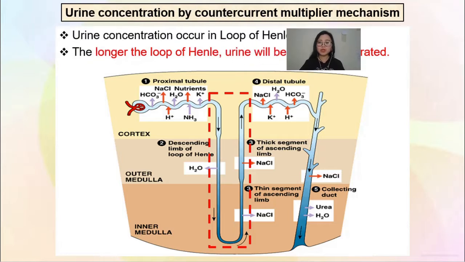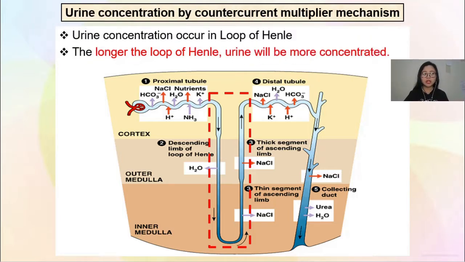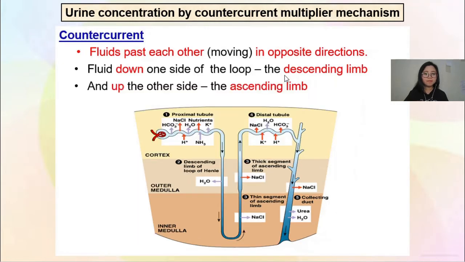All right, so when we talk about urine concentration, we're talking about making the urine more concentrated. Kita mau kasi jadi air kencing itu semakin pekat. So we are going to do this with this mechanism called countercurrent multiplier mechanism. And this process happens in the loop of Henle. The longer is your loop of Henle, the more concentrated your urine will be.